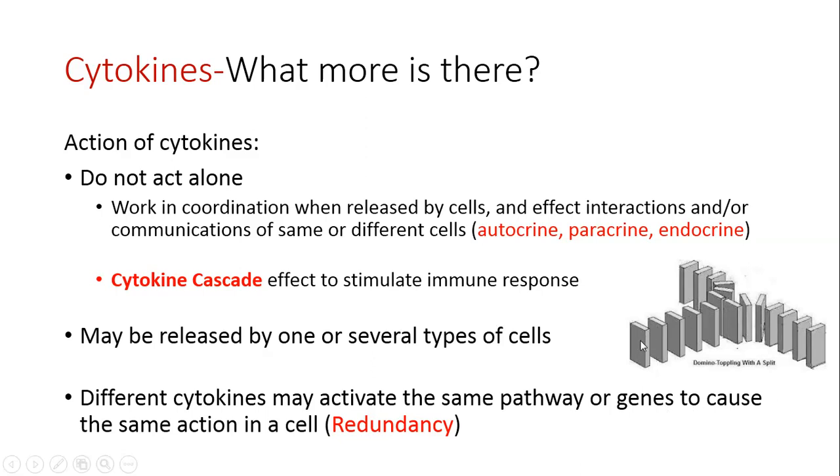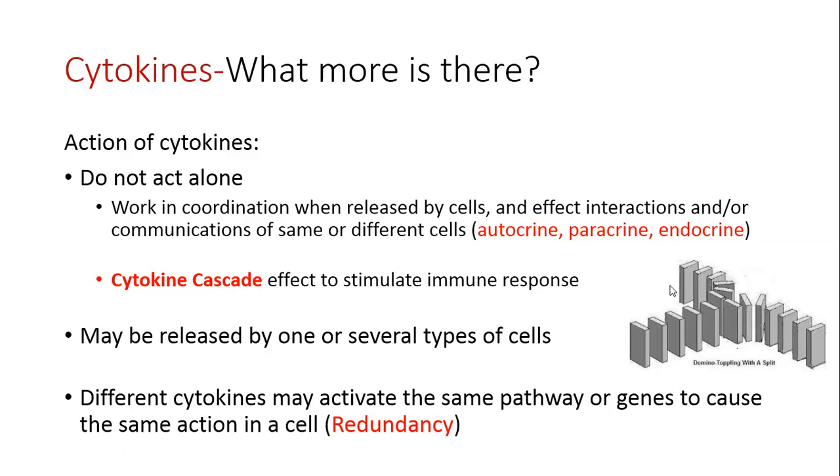So then maybe this cell, here's the cell, let's pretend the dominoes are the cells. This first cell is the one that has maybe been exposed to a pathogen or has been triggered by something. Could be a flagella, could be a number of things. But this cell is triggered to release cytokines. The cytokines are produced, secreted, and released and act on this cell.